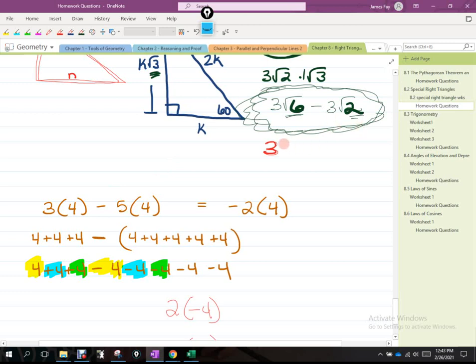So let's say radical 6 is an unknown value. And let's say radical 2. If you didn't know radical 6, you probably don't know radical 2 off the top of your head. So to you, it is also unknown.